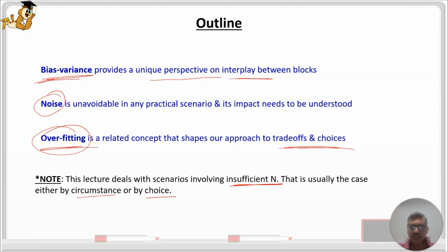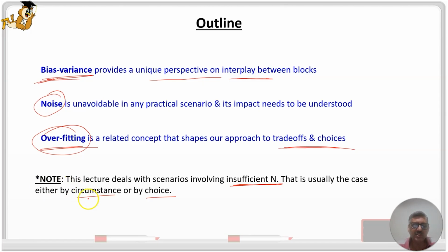So why are we even dealing with situations involving insufficient n? Okay, inadequate number of training samples. Well, in practical scenarios, insufficient n, having inadequate number of training samples, is something that happens by circumstances or by your own choice. Now, what do I mean by circumstances? Well, in many scenarios, you may have finite training samples. You are not at liberty to ask for more training samples. This could happen. I mean, you are given a fixed number of training samples and you are supposed to design a system using those many training samples only.